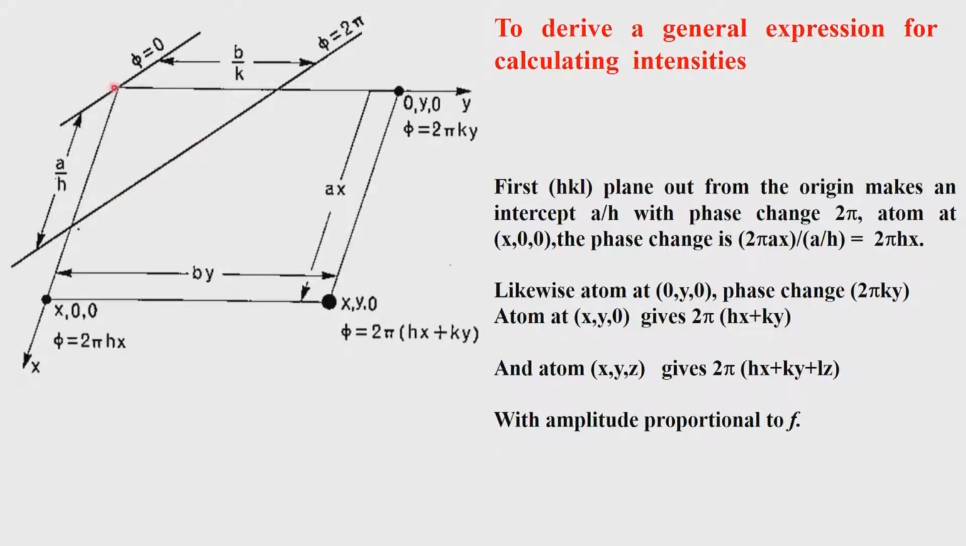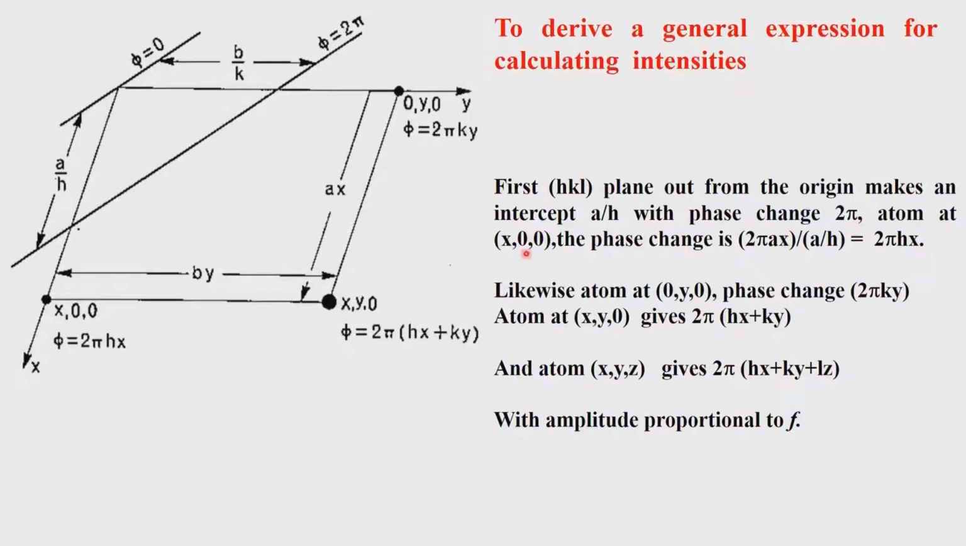So, the first plane which obeys the Bragg equation will come at a distance of a divided by h, where a is the unit cell, h is the Miller index, b by k, where k is the Miller index, b is the unit cell, and of course, in the third direction it will be c by l. So, if we now consider this as the x 0 0, then what is the phase that is associated with this, because that is what we want to calculate the intensity. So, the first HKL plane out from the origin makes an intercept a divided by h, which is what we have shown here, with a phase change of 2 pi. So, the first phase change is 2 pi.